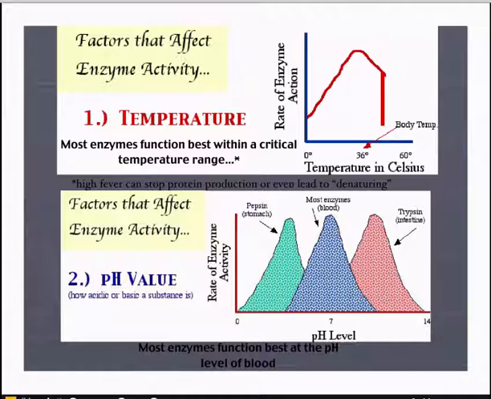But no matter what, they have a specific pH that they work well at, and if you change that pH, the enzymes don't function well. All right, that's it on enzymes.